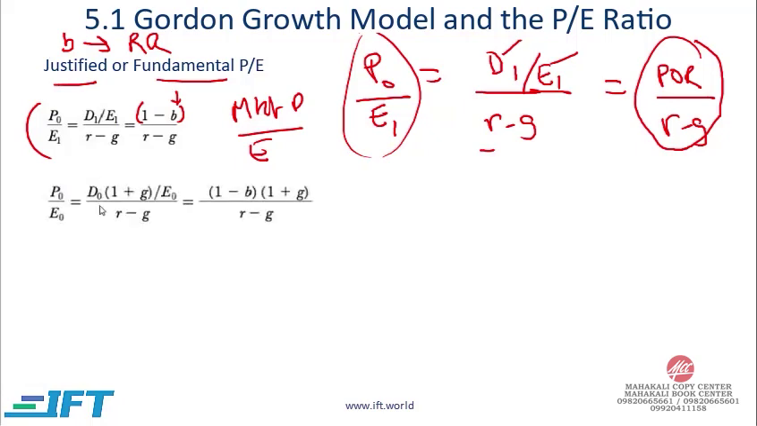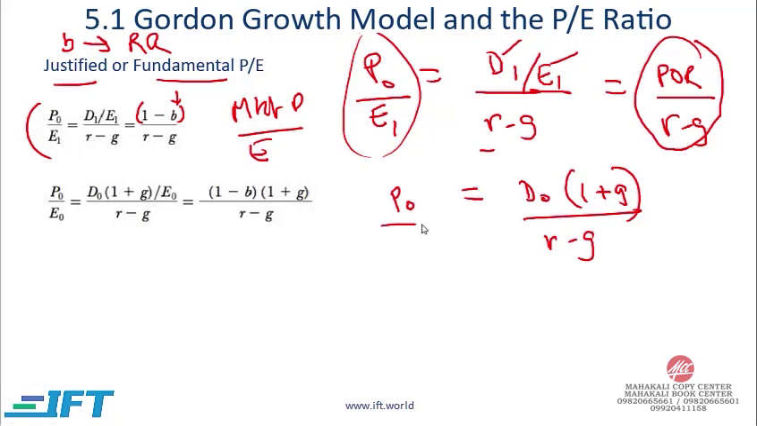What about the trailing PE? The trailing PE is P naught over E naught. And here again we look at the justified or the fundamental trailing PE. I'll just show you the mathematics here. We use the same expression, P naught is equal to D naught into 1 plus G divided by R minus G. So this is simply D1, same formula. But since we want the trailing PE, we will now divide by E naught. So divide the left by E naught, so you also divide the right by E naught.